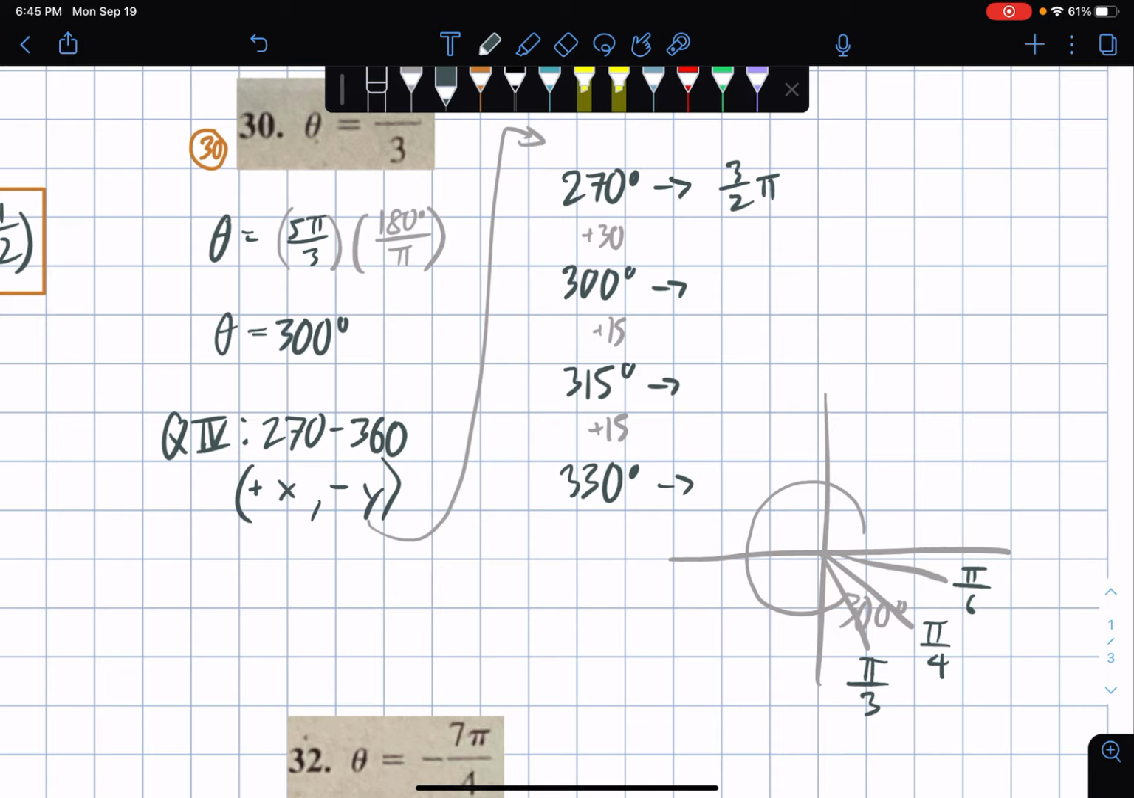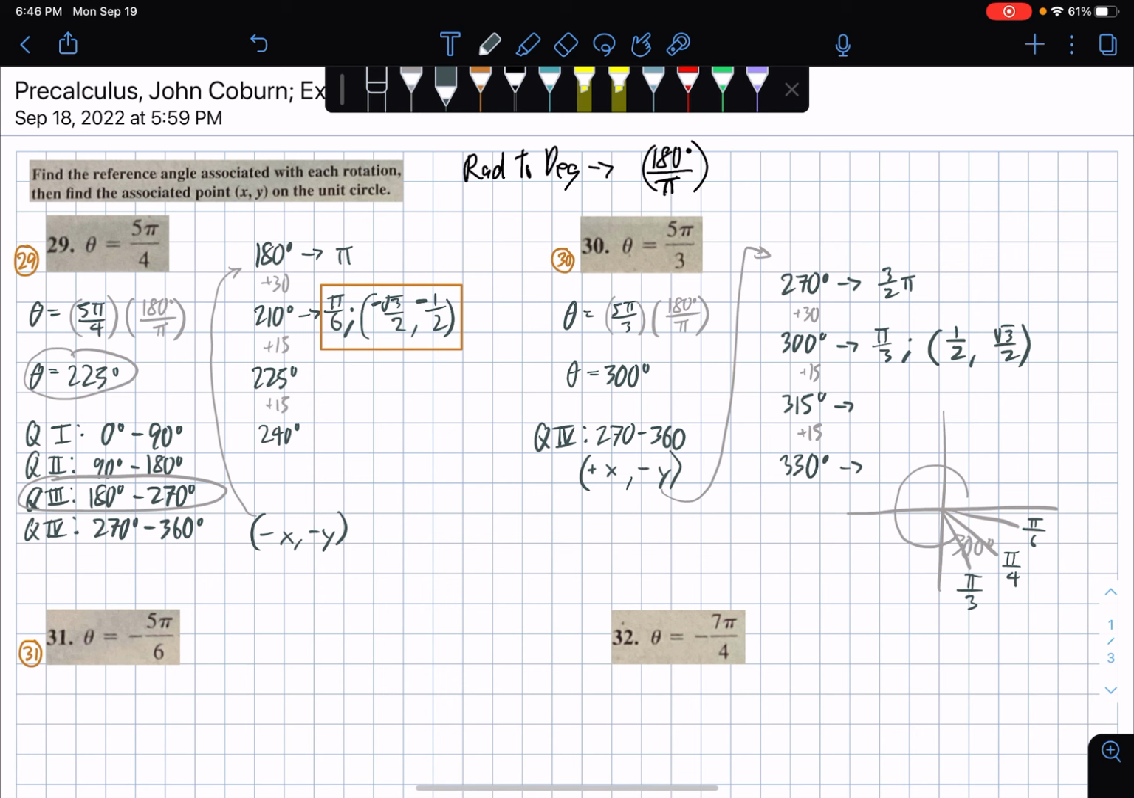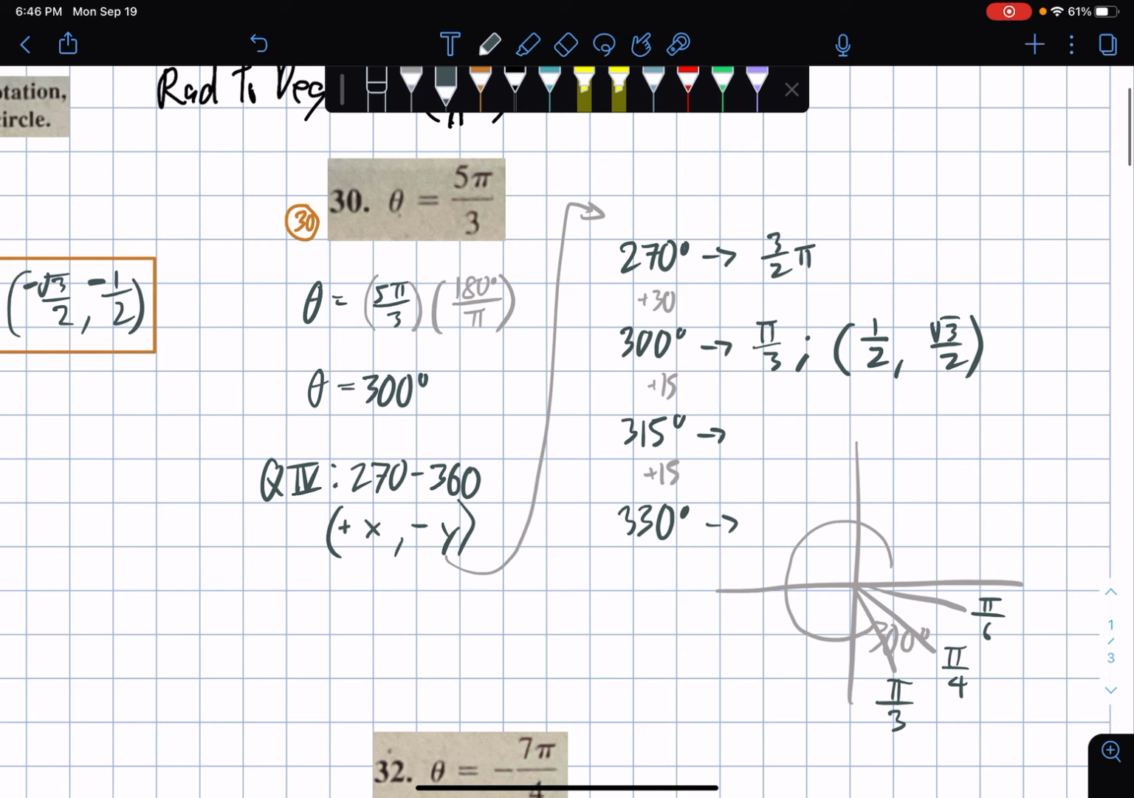Pi over 3, so now that we know it's pi over 3, we get coordinates of this. They're not random. I did not write this randomly. If you've seen the unit circle earlier, the value of pi over 3 corresponds with these specific associated points. And because our associated points are in quadrant 4, we copy their signs. So x is positive, y is negative. This is the final answer.